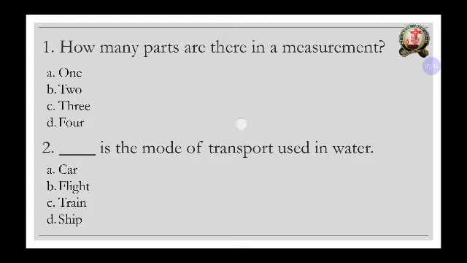Let's find out. The answer is not A. The answer is not C. The final answer is actually 2. The answer is B. So what are those two parts actually? The two parts are numbers and their units.